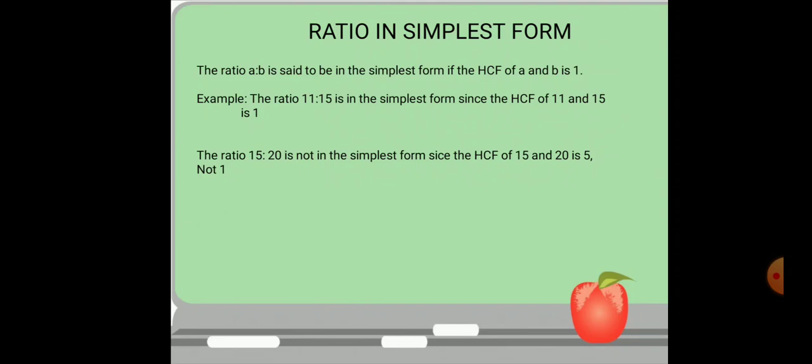Let us take one more example, 15:20. If you find the HCF of 15 and 20, our answer is 5, which is not equal to 1. So we can conclude that the ratio 15:20 is not in the simplest form.